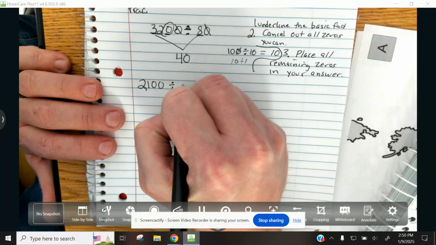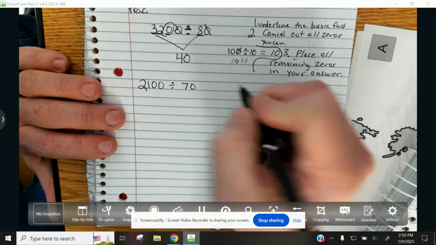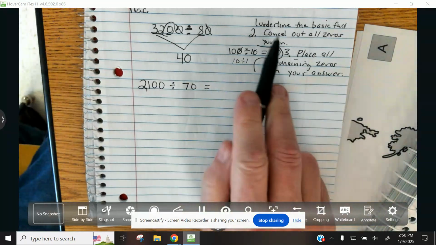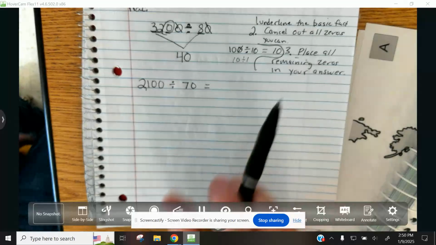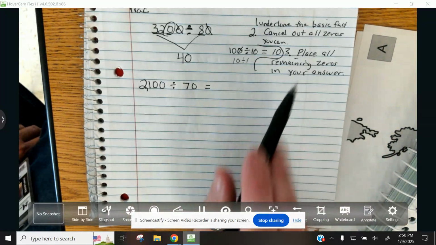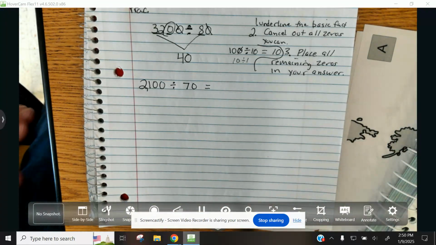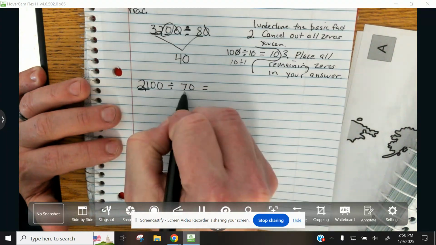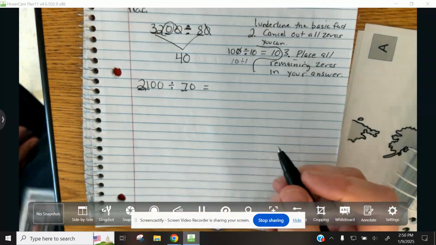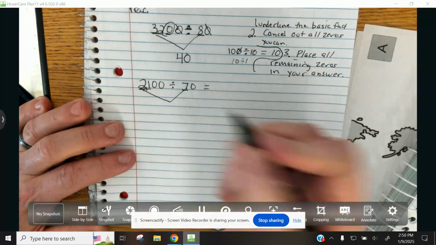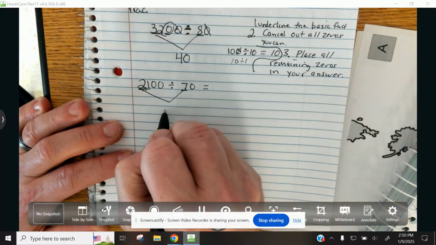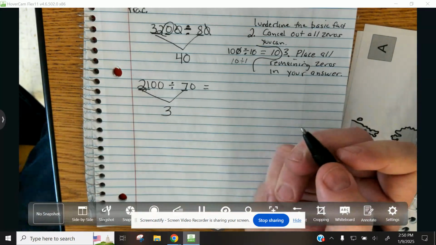Okay. What if I tried 2100 divided by, let's go 70. Okay. So let's go by our first step. First step tells us to do what? It tells us to underline the basic fact. So what basic fact do you see here? I see 21 divided by 7. Okay. So I'm going to make my caret. I'm going to go, what's 21 divided by 7? Well, if you know your facts, 21 divided by 7 is 3.